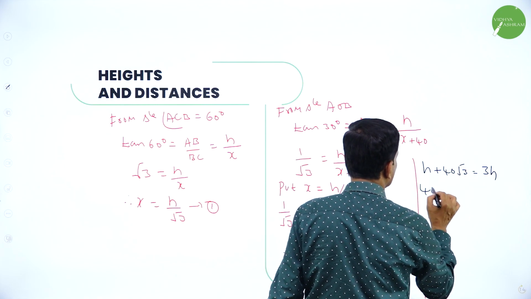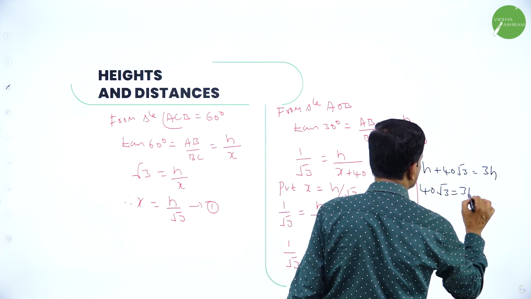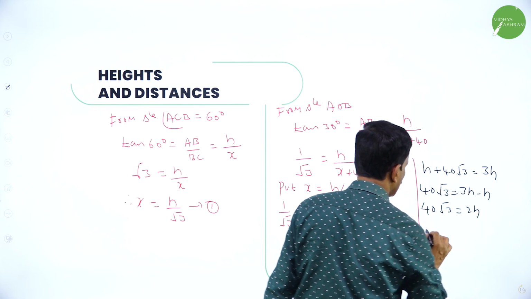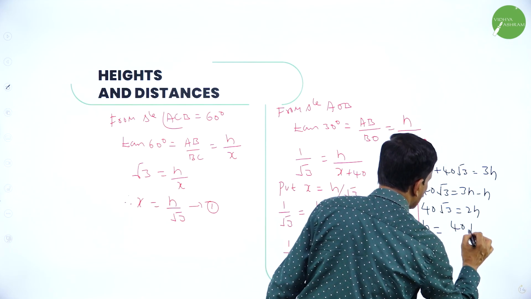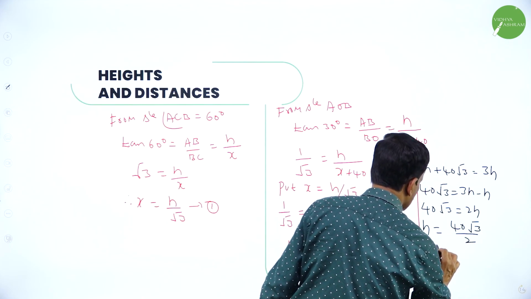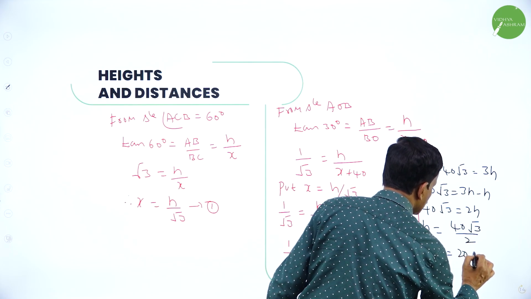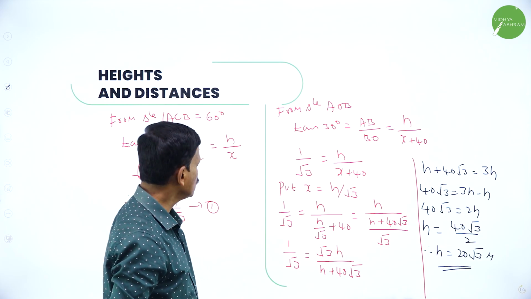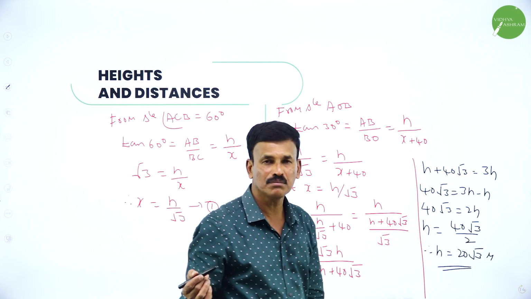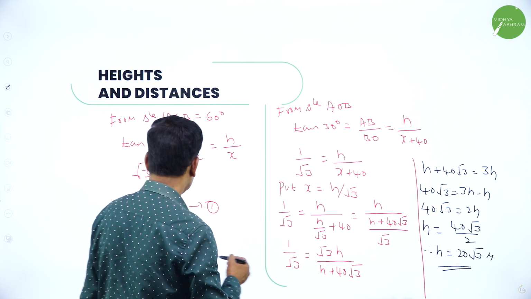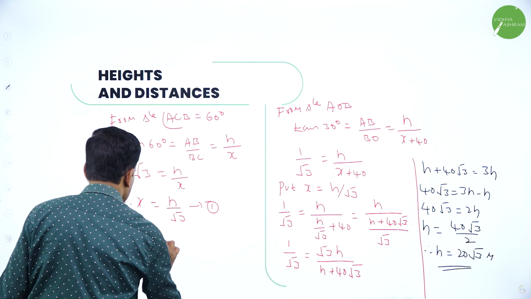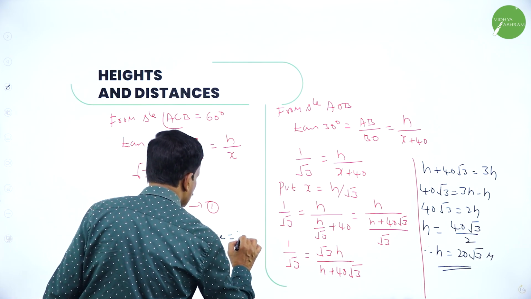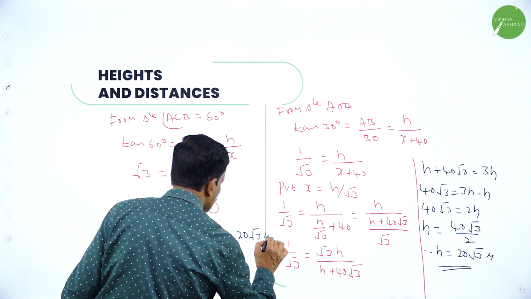Now, what is required to find is H. Transfer this H: 40 root 3 is equal to 3H minus H. 40 root 3 is equal to 2H. Therefore, H is equal to 40 root 3 divided by 2. So, the height is 20 times root 3 meters. Therefore, the height of the tree is 20 times root 3 meters.